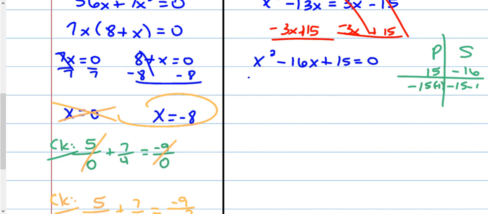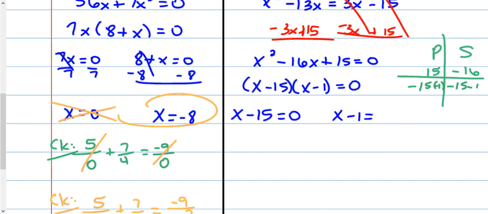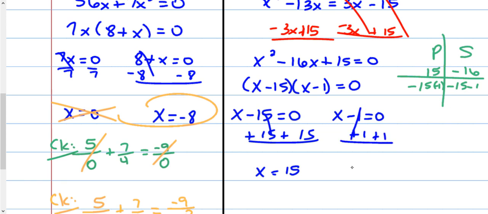So now my two factors are going to be x minus 15 and x minus 1, and that's equal to 0. Now just take them and set them apart, equal to 0 each. So x minus 15 equals 0, x minus 1 equals 0. Here, add 15 to both sides. So x equals 15. And then add 1 to both sides. So x is equal to 1.